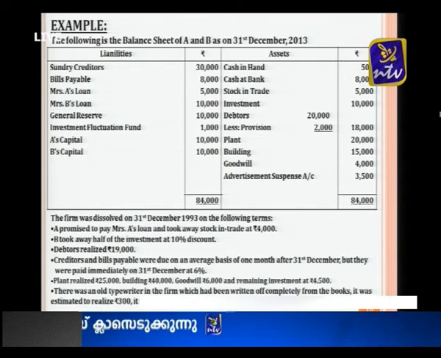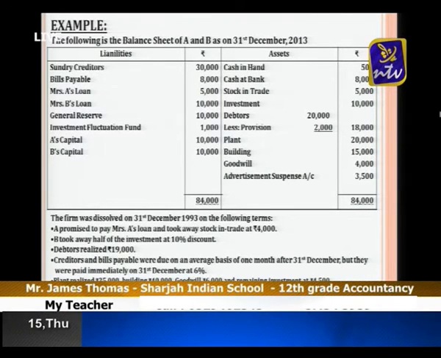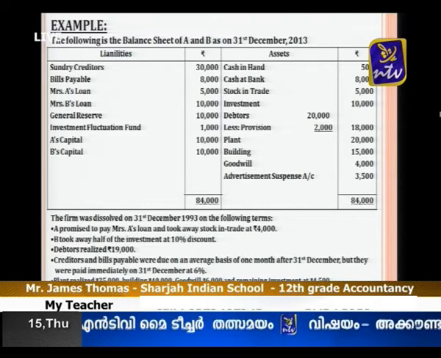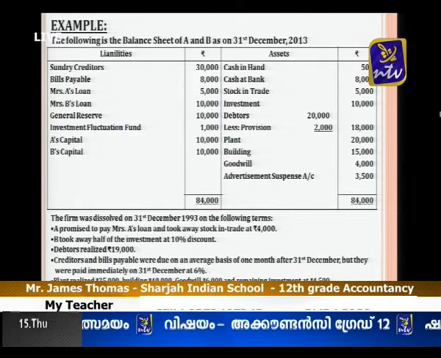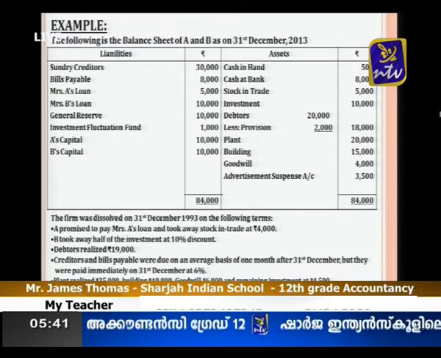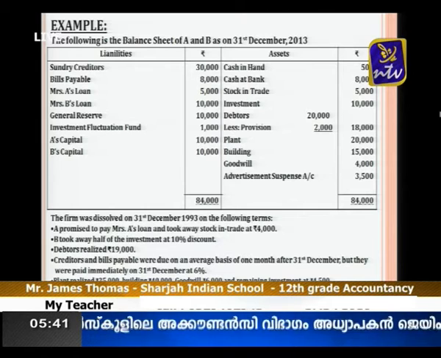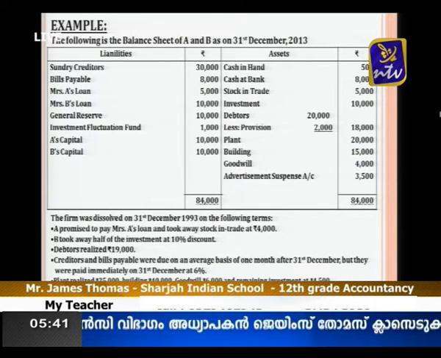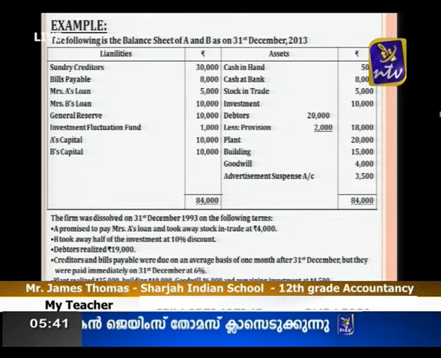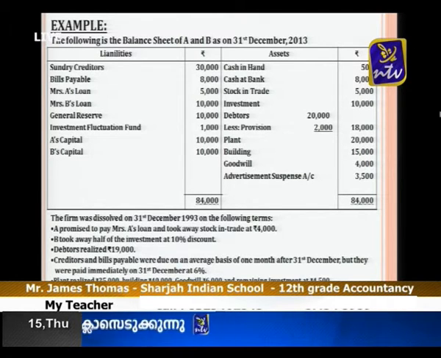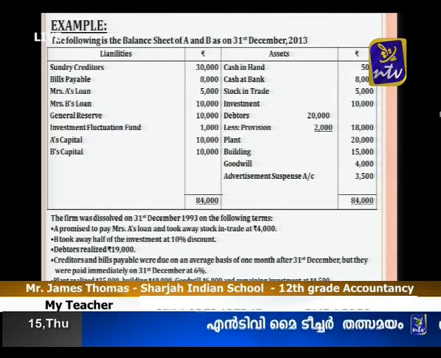On the liability side, sundry creditors and bills payable are there, Mrs. A's loan and Mrs. B's loan, general reserve, investment fluctuation fund, and A's capital and B's capital. A and B are partners, but Mrs. A and Mrs. B are not partners; they are outside parties. On the asset side, cash in hand, cash at bank, stock in trade, investment, debtors less provision, building, goodwill and advertisement suspense.